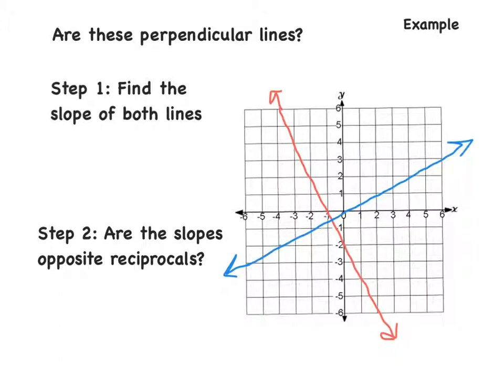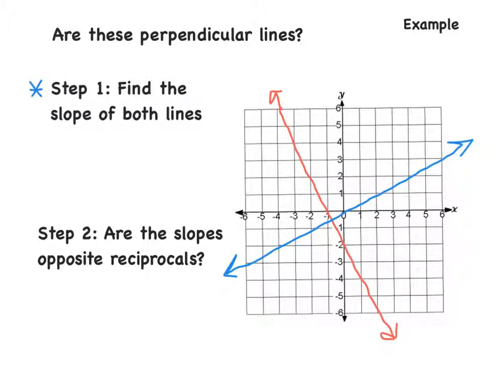Alright, so now we have a graph, and I want to know, are these perpendicular lines? We got our red line, we got our blue line. So remember, if they're perpendicular lines, we need to figure out if the slopes are opposite reciprocals. It sort of looks like it makes a 90-degree angle, but I really just want to make sure. So we have 2 steps. First step, find the slope of both lines.